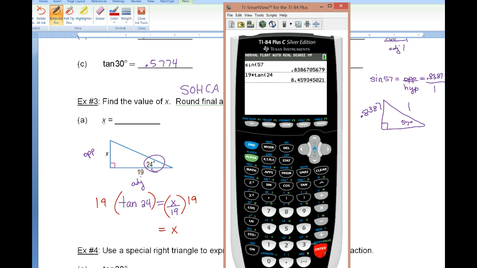However, if you put tangent of 24 in first and then you want to put times 19, that's fine, but you see how it puts up parentheses here? You have to close the parentheses. Let me show you. If I do tangent of 24 and I don't close the parentheses, that answer doesn't make any sense. Because what it's doing is taking 24 times 19 and then taking the tangent of that angle. We want to take the tangent of 24. So we can do it this way, we just have to close the parentheses. Mine is around 8.46.